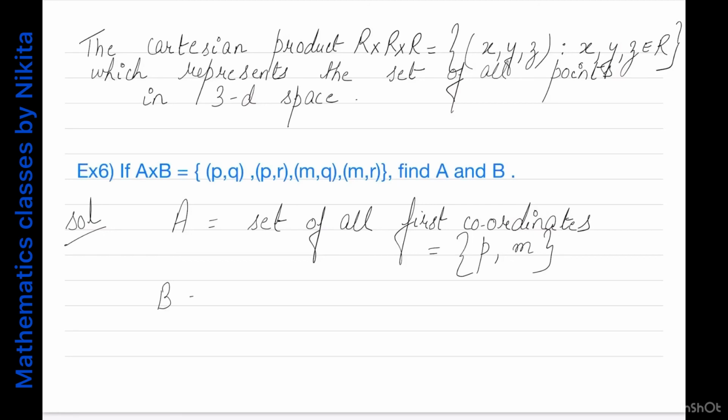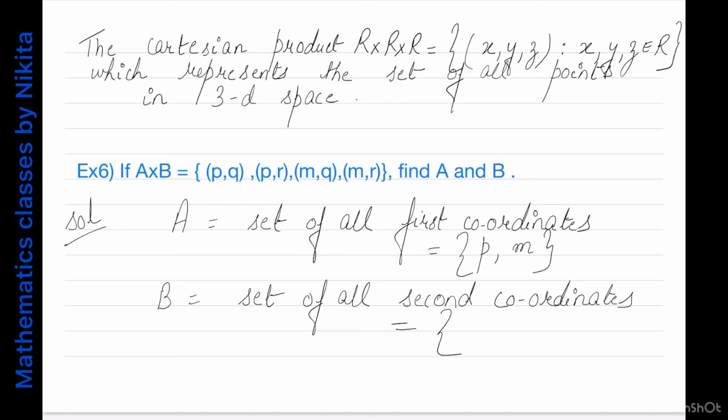And B is nothing but the set of all second coordinates. So this will be equal to, the second coordinate is Q, then you have R, and then again Q and R we have already written. So these are your sets A and B.